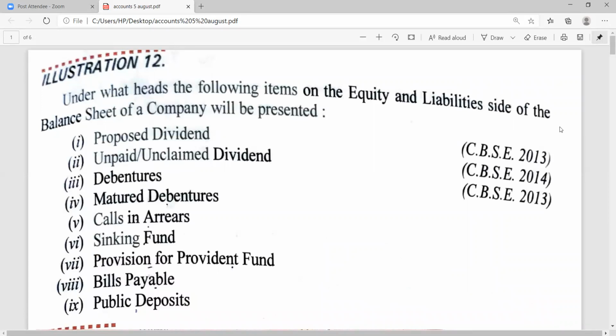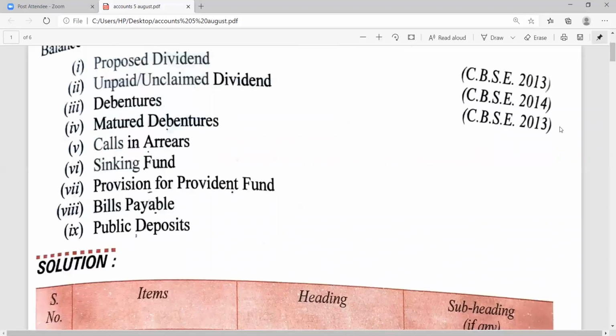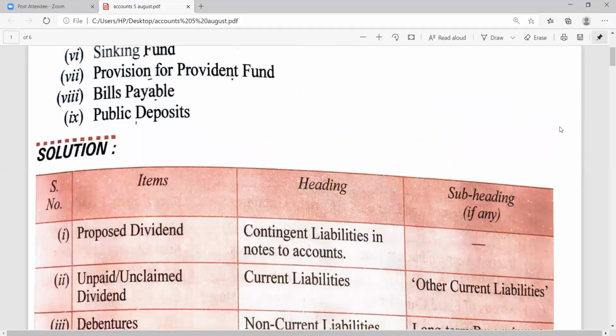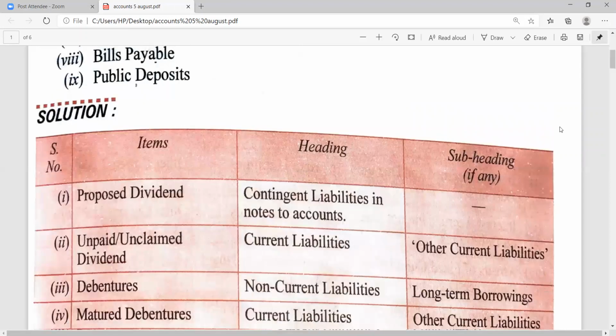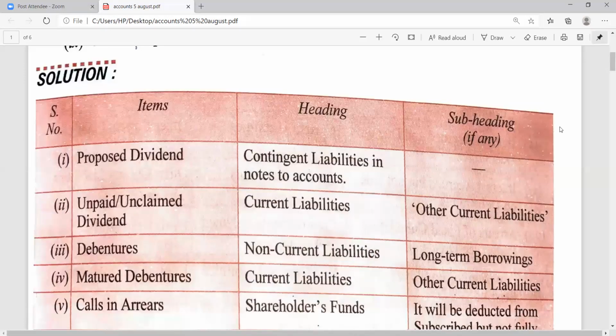Under what heads are the following items of the equity and liability side of the balance sheet of a company presented? The items given to us are: proposed dividend, unclaimed dividend, matured debentures, calls in arrear, sinking fund, provision for provident fund, bills payable, public deposits. See how the solution is to be done. The solution is to be done like this, as we have to explain the headings as well as subheadings. So proposed dividend is shown under the heading of contingent liabilities in notes to accounts.